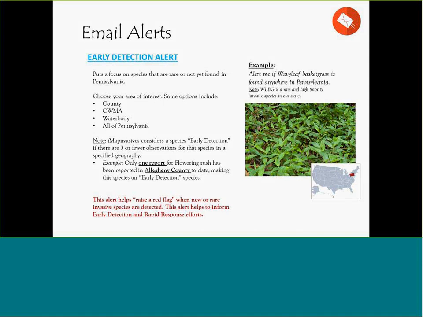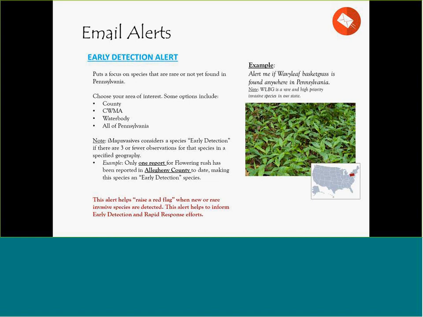This type of alert is called an early detection alert. It's going to put a focus on species that are rare or that are not yet found in Pennsylvania. As with the continual alert, you're going to choose your area of interest: a county, cooperative weed management area, a water body, or all of Pennsylvania. There are some other geography options available, but these are some of the more common ones, which is why I'm mentioning them here.